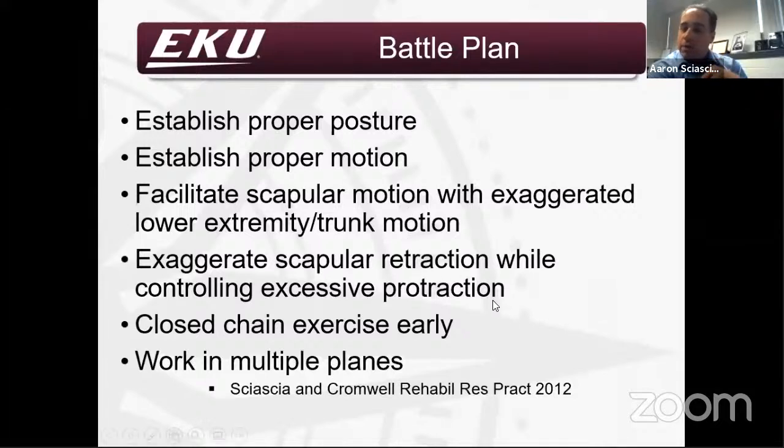We want to make sure we're focusing more on positions of scapular retraction rather than protraction. And we want to utilize closed chain exercise because of the safeness of it, the less shear forces we get from it, as well as the fact that it creates a lot of feedback because of the joint contact and the contact we have with other surfaces. And then finally, working in multiple planes, we can't work only in one plane because the body doesn't do that.